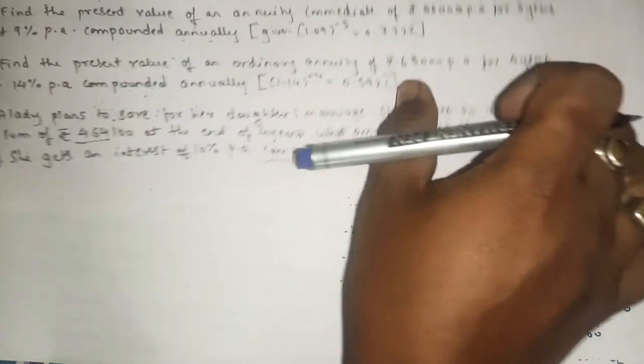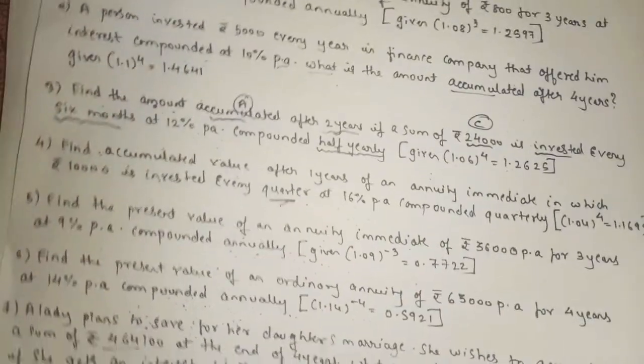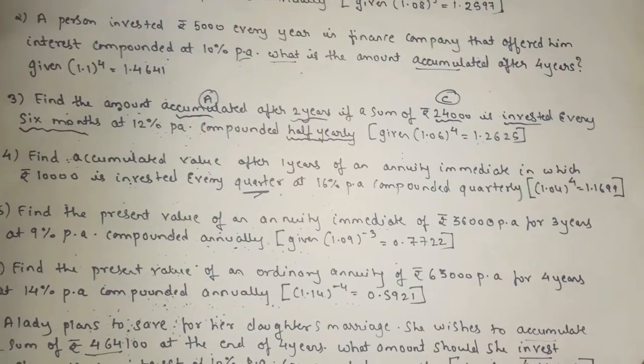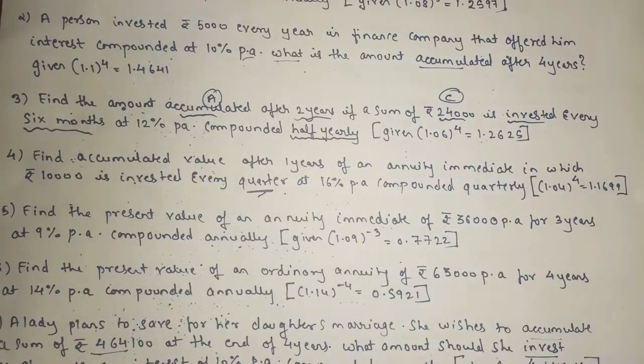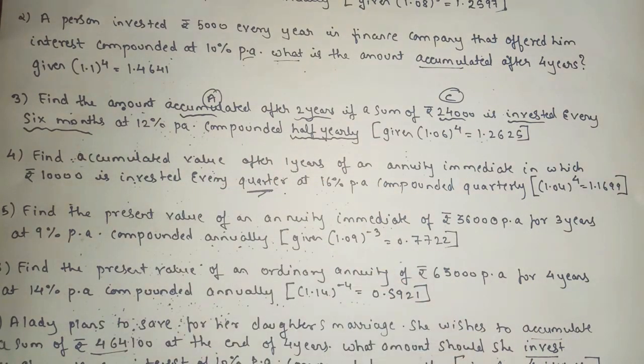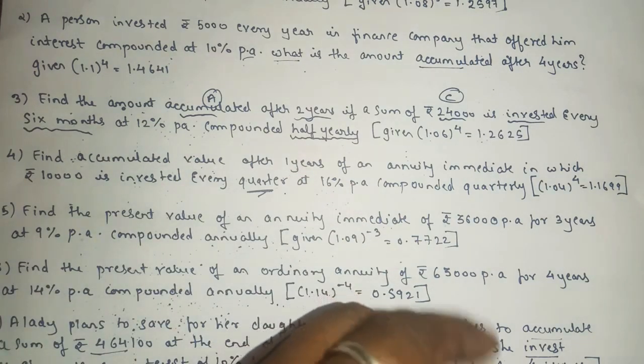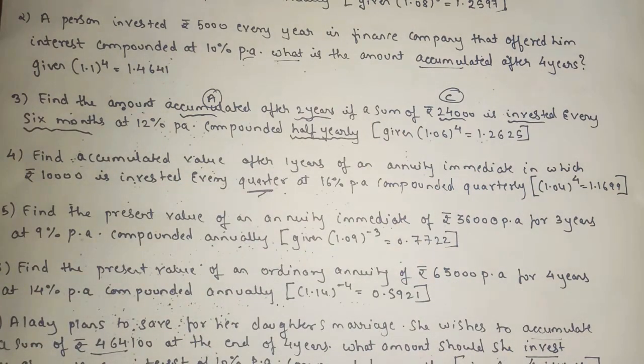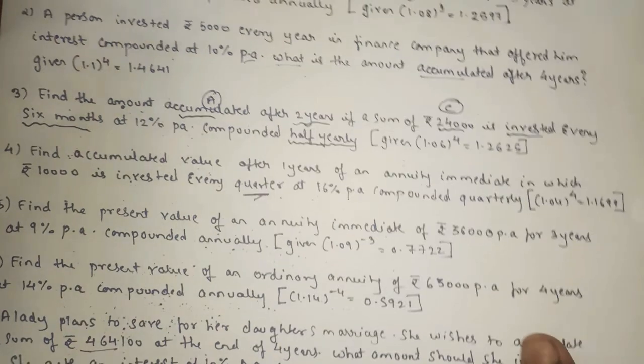So now we have completed the first 7 sums of your exercise. I guess you all understood all the 7 sums. It is very simple. You just have to read and understand the question, understand the values of A, C, P, I, N, and see if the accumulated value is given or to be found, then you apply the formula of accumulated value. If the present value or C is given or to be found, then you apply the formula of present value. These two are the important formulas for the first 7 sums. So let's see the next sum, that is question number 8.